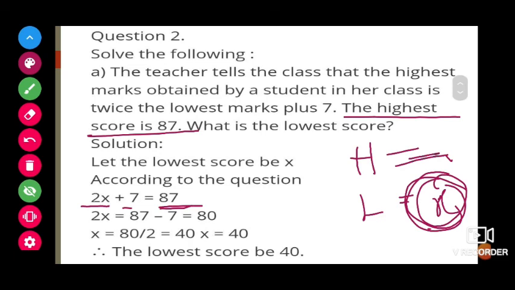Okay. Next, we want the value of x. So plus 7 send to that side, it will become minus 7. So 2x equals to 87 minus 7 is equals to 80. Now x is equals to 80 by 2. Here multiplication 2 if it will go that side, divided by 2. 2 fortys are 80. So x is equals to 40. That's it.